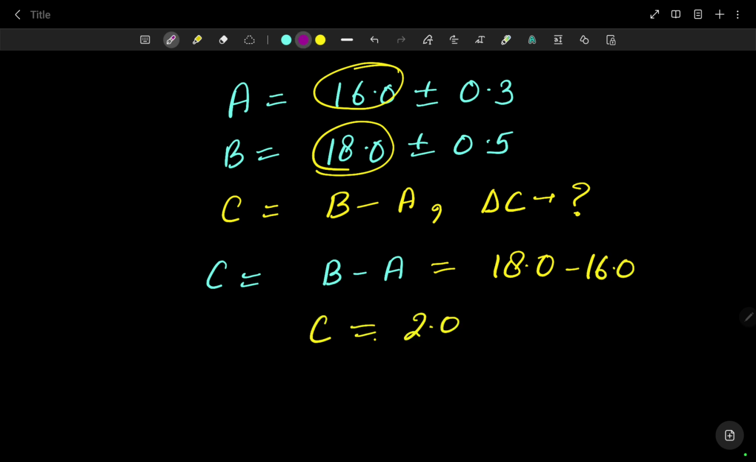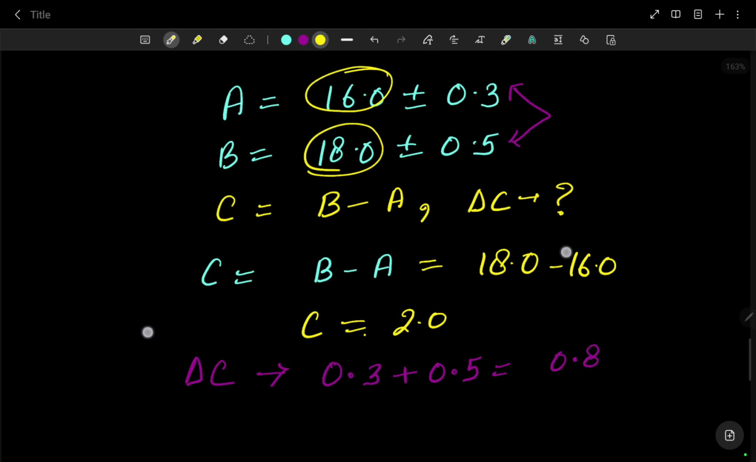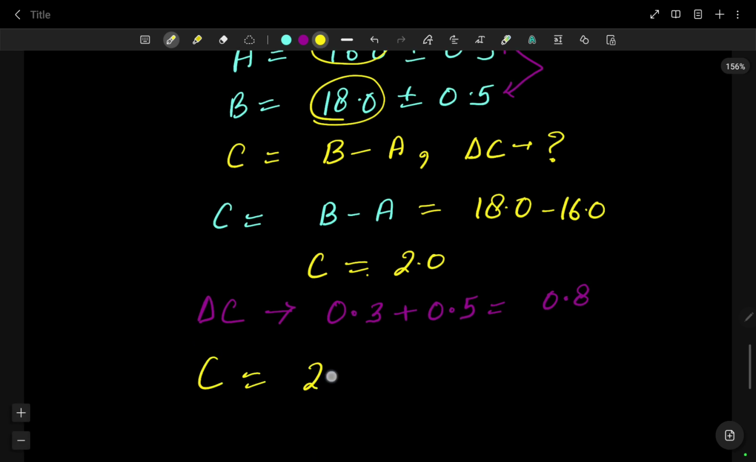Right, now talking about the absolute uncertainty in C. As we discussed, we have to add their absolute uncertainties. So delta C becomes 0.3 plus 0.5, which gives me 0.8. Now here comes the main part, very important. I got C as 2.0 and delta C as 0.8.